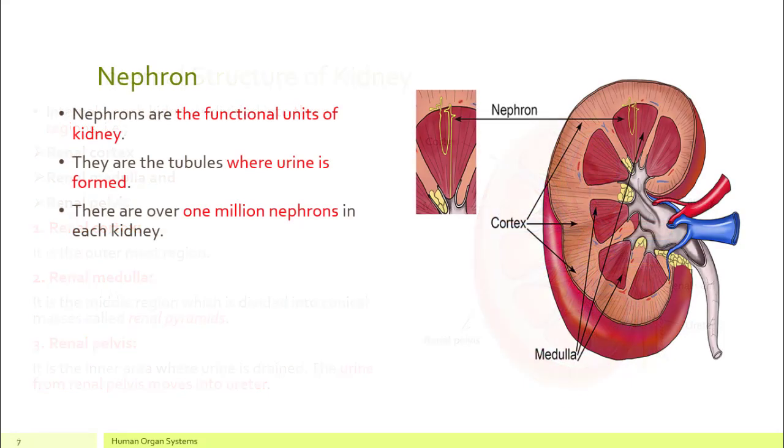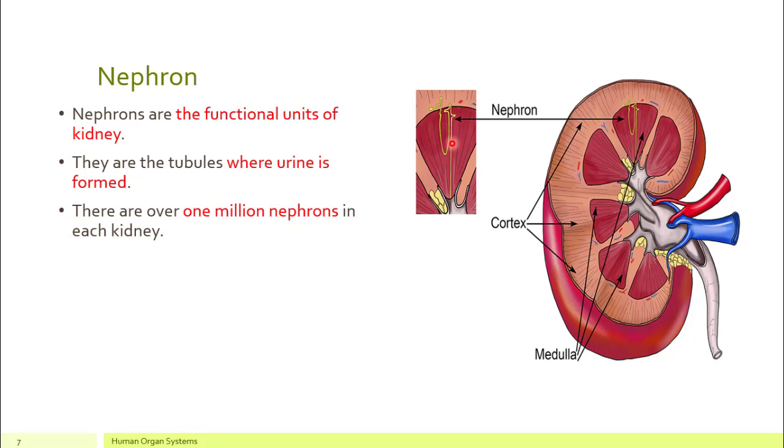Now we are going to discuss the main functional unit of kidney, which is nephron. Nephrons are the functional units of kidney, which means that all functions of kidney are controlled by nephron. In this picture you can see the structure of kidney, which consists of outer region called cortex. This middle region is called medulla, and right here into the renal pyramids there are nephrons. You can see this structure is nephron.